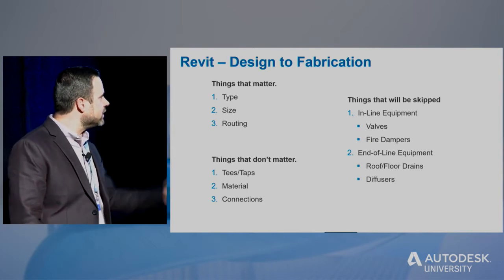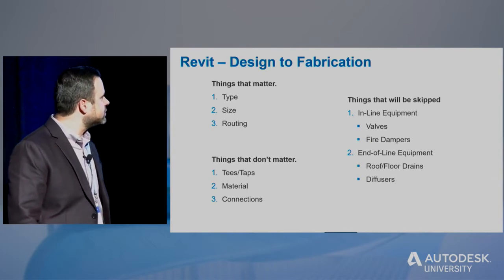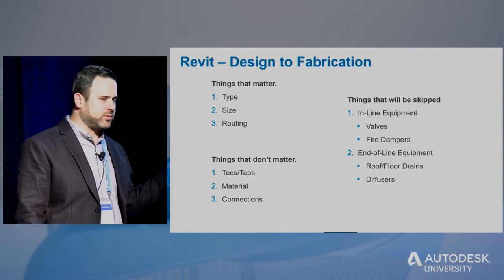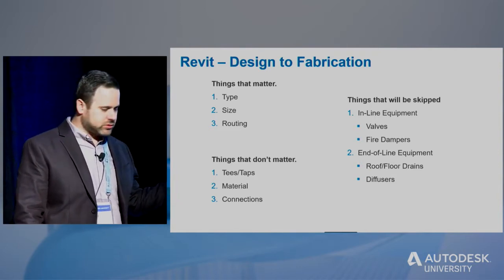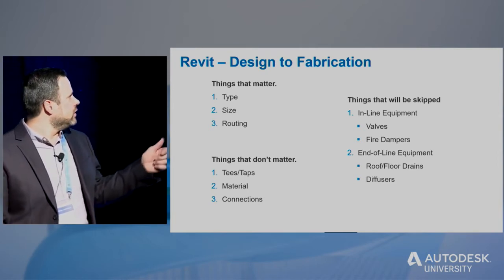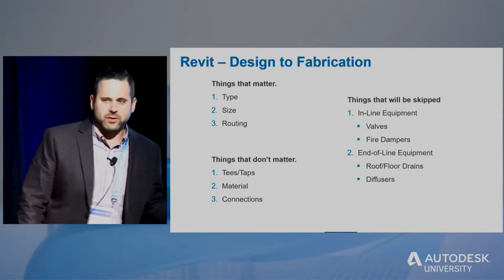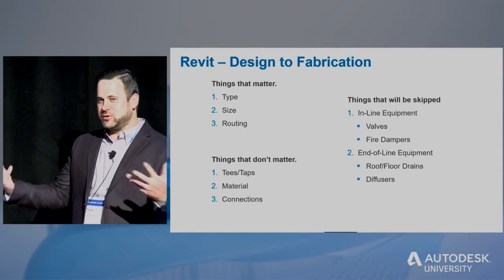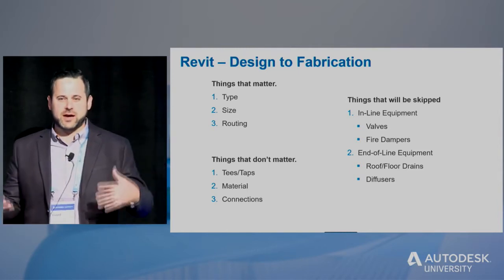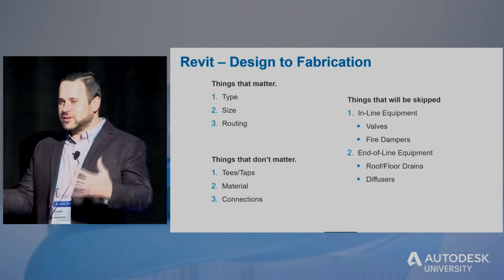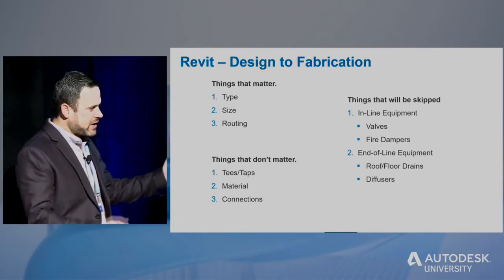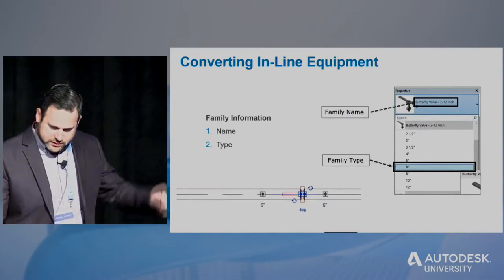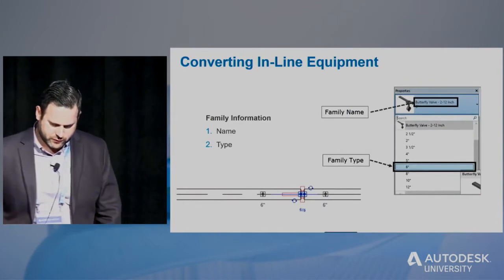Things that are going to get skipped are your inline equipment, things like valves, fire dampers, and your end-of-line equipment. For end-of-line equipment, mostly there's not a supported pattern for that. They want us to use Revit families for those things. But your inline equipment is going to get skipped, and the reason is that if you replace this valve, what do you want to put in its place? So we have to actually tell the software what to put in place of a particular valve or a particular damper.